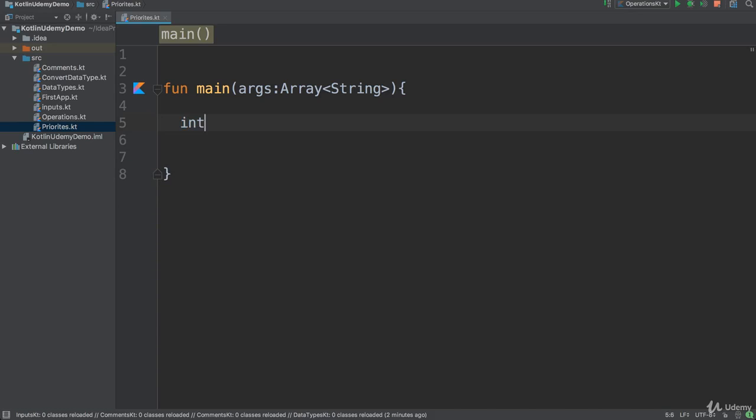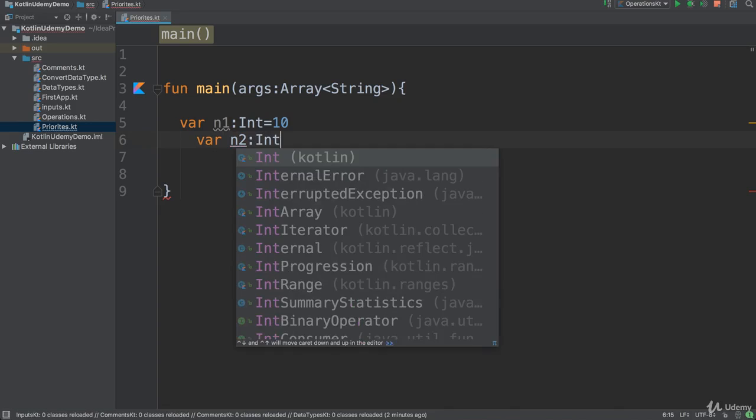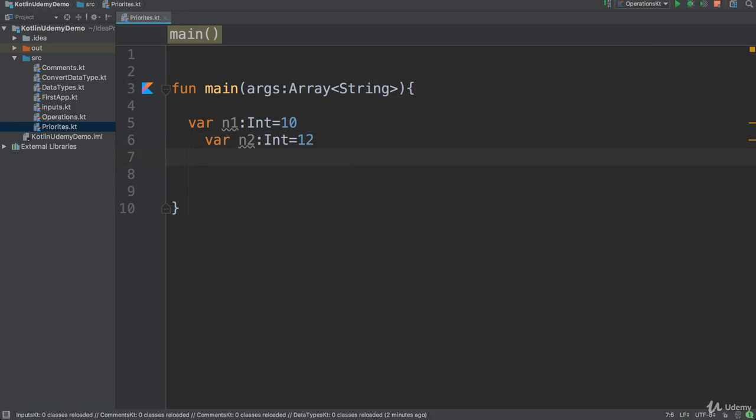So think about you have integer. Sorry, always I write integer. I'm coming from Java background, so sorry. I just write var. var number1 should be integer and have value 10, and also have variable number2, also integer. I have 12, and I have variable number3 should be also integer, should be 5.